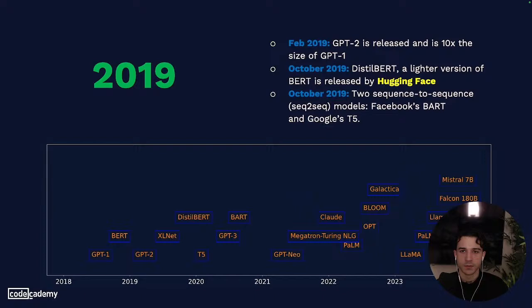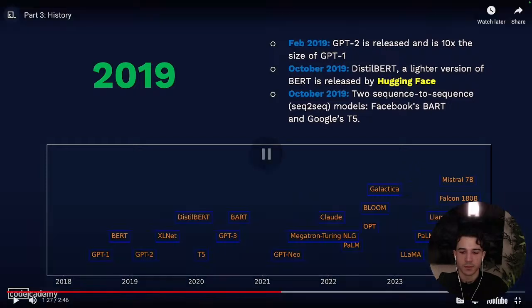2019 saw rapid improvements and iterations of the original two models, with GPT-2 having been released in February and DistilBERT, a lighter and faster version of BERT, in October. Notably, October also saw the release of two language models that implemented the original Transformer model introduced in the 2017 paper, namely Facebook's BART and Google's T5. These two models differed from GPT and BERT by being better suited for tasks revolving around text generation in relation to a provided input, such as summarization and translation.